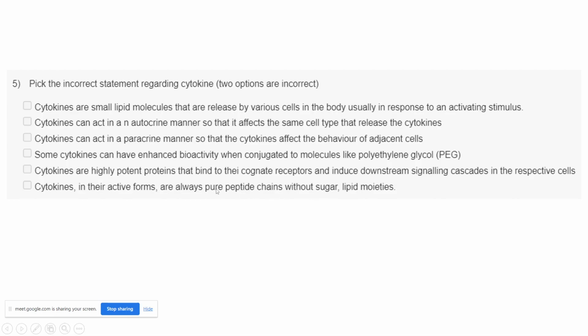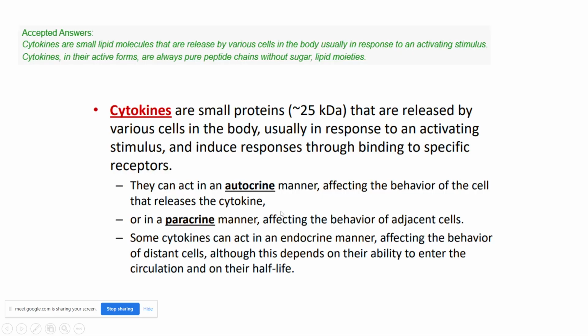This is another wrong statement. It may not be always pure peptide chains. So cytokines are small lipid molecules that are released by various cells in the body, usually in response to activating stimulus, and cytokines in their active forms are always pure peptide chains without sugar and lipid moieties are the two incorrect options about cytokines. Cytokines are basically small proteins that are released by various cells in the body, and they can act in autocrine, paracrine, and sometimes in an endocrine manner.